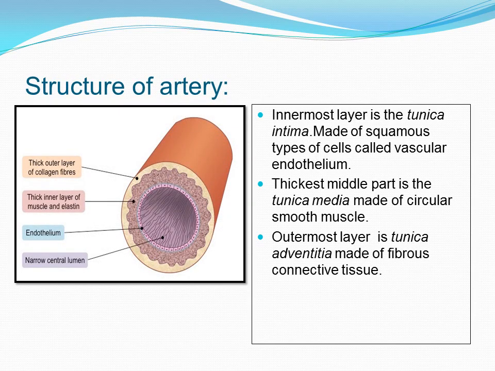So how do they look? Structure of artery. Now here, see my pointer. I am pointing to this structure of artery. We can see, from the innermost layer, this is the tunica intima, the innermost layer made of squamous type of cells called the vascular endothelium. Now after that comes the tunica media or the middle layer. This is the thickest part of the artery and it is made up of circular smooth muscle. And last comes the outer layer called the tunica adventitia, which is made up of fibrous connective tissue.